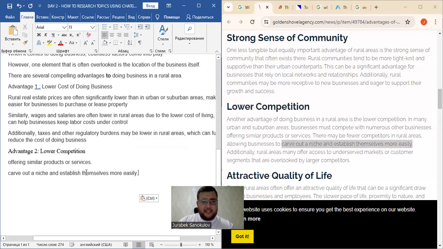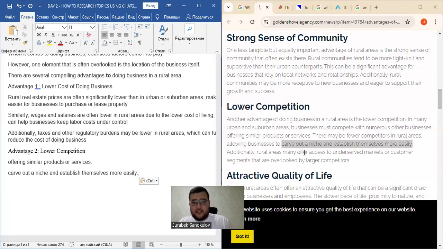So basically, carve out a niche means to create a niche. Niche means, for example, if I go to a place where there are no restaurants, I can start a restaurant, and restaurant business would be my niche. I guess you understand that. Otherwise, you can always search the meaning. Yeah, Google the meaning.